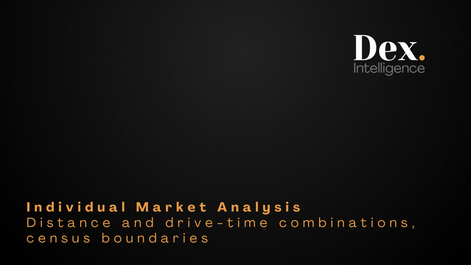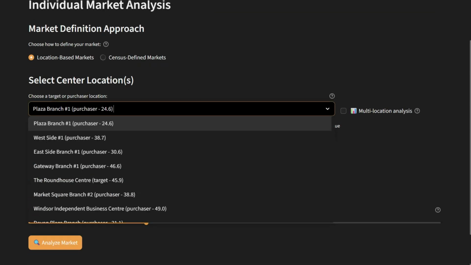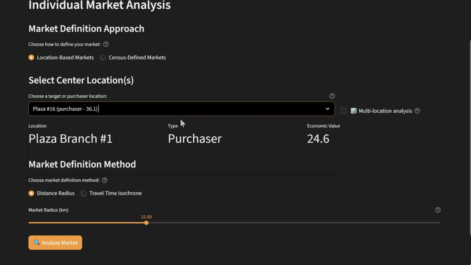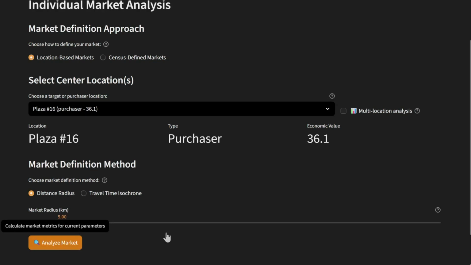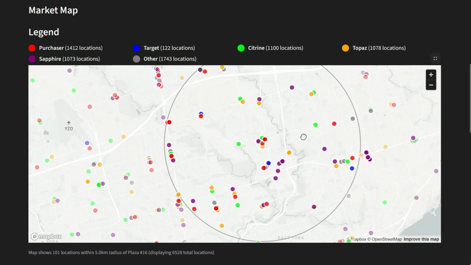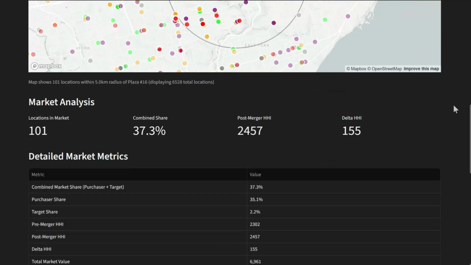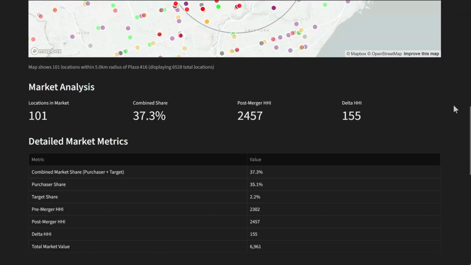So now we're going to see how the platform lets you take a more detailed look at individual markets. So first, we're going to use the 5 kilometer radius market definition to analyze competition around a location in Toronto. Of course, you can do this for any location in the data set at any radius. We get our map here. We chose a market in Toronto, so those locations are shown there. And we get the detailed competition breakdown of that market.